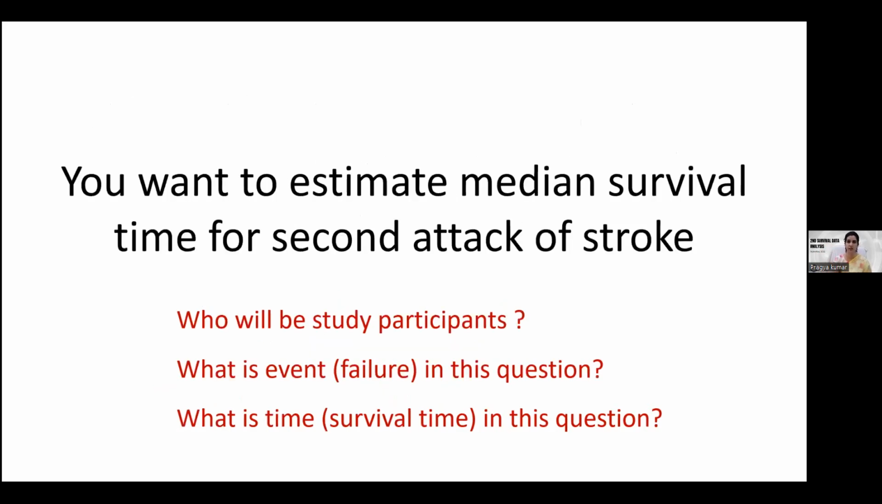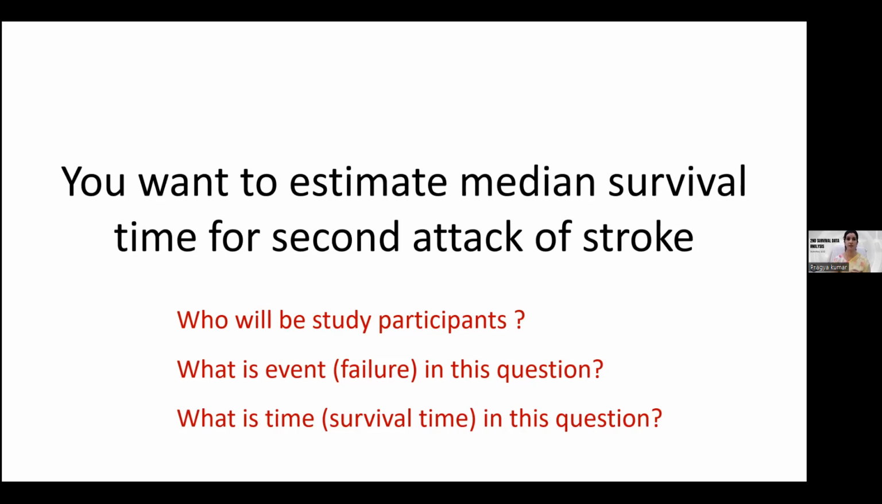Now, if the question is to estimate the median survival time for second attack of stroke, in this case, who will be the study participant? Yes, all of you. And what is the event in this case? And what is the survival time in this question? So patients who had one stroke. Very true. Because I want to see the second attack of stroke. That means inclusion criteria will be all patients who have got one stroke. Very right. Now, what is the event in this question? So yes, the event is the second stroke. Very right. And what is the survival time in this question?